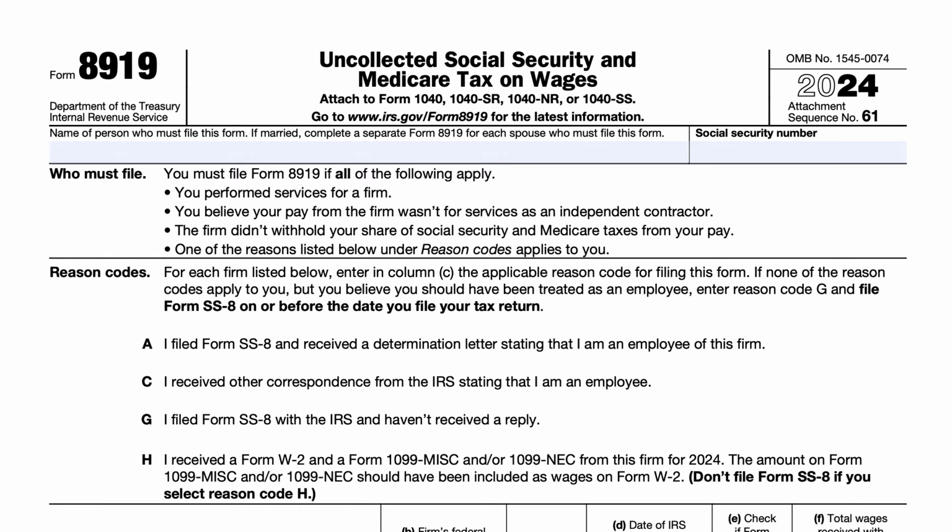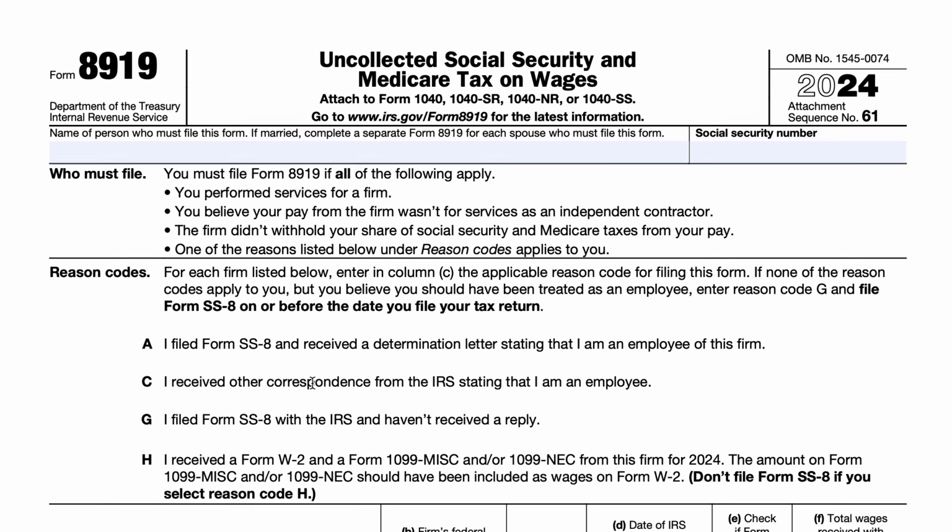A, you perform services for a firm. B, you believe that your pay from the firm was not for services as an independent contractor. We'll talk about the difference between employee versus independent contractor in just a moment. C, the firm did not withhold your share of Social Security and Medicare taxes from your pay. And finally, one of these applicable reason codes applies to your situation.